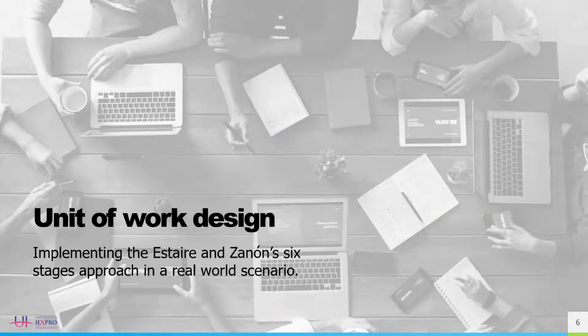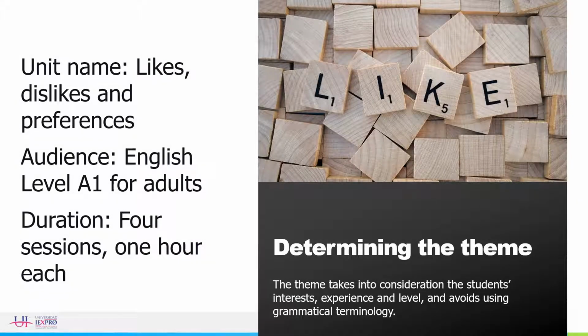Now let's look at our proposed unit of work. Determining the theme. In our case, our unit name is Likes, Dislikes, and Preferences. It is aimed at an audience of adults following the beginner level of English. The unit of work proposed develops over a period of 4 sessions, 1 hour each session.